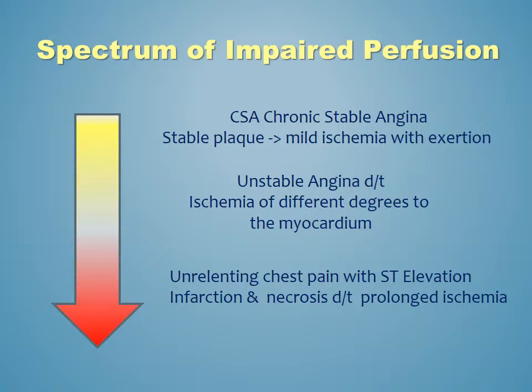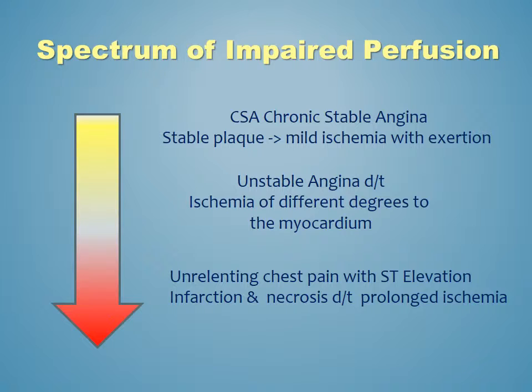This slide shows you that there is a spectrum of clinical presentations of impaired perfusion, from mild to moderate to severe, and mild can change to severe if and when a thrombus is released from a damaged arterial wall.